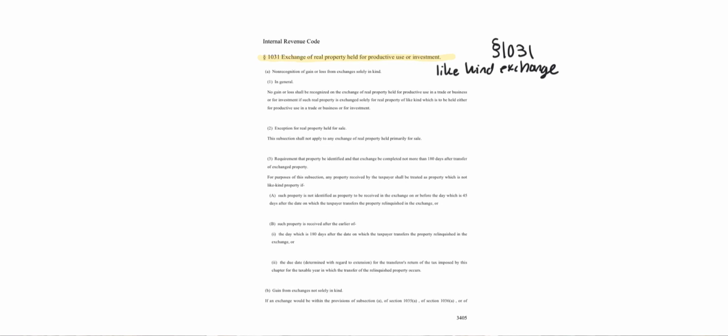So the general rule is found here in subsection A, and it says, non-recognition of gain or loss from exchanges solely in kind. In general, no gain or loss shall be recognized on the exchange of real property held for productive use in a trade or business or for investment if such property is exchanged solely for real property of like kind, which is to be held either for productive use in a trade or business or for investment. So a few things to note here. The tax treatment rule is to not recognize. So no gain or loss shall be recognized. So non-recognition is the tax treatment rule.